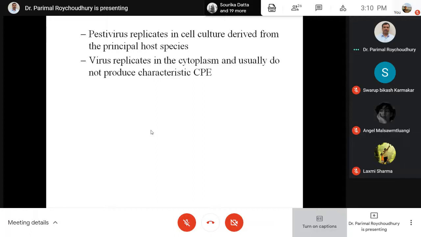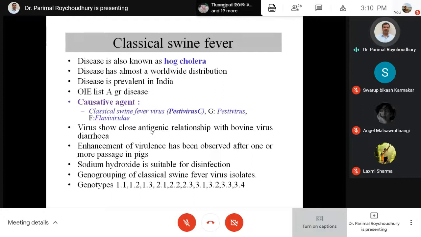So when you grow these viruses in cell culture, they do not produce any cytopathic effect. This is one important mechanism. The virus will grow nicely in the cells, but you cannot observe cellular changes. No cell death will occur. Thereby, the virus can coexist with the cells for its production. So they are non-cytopathic viruses.